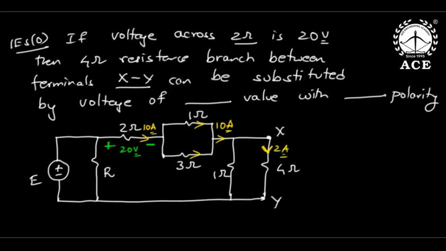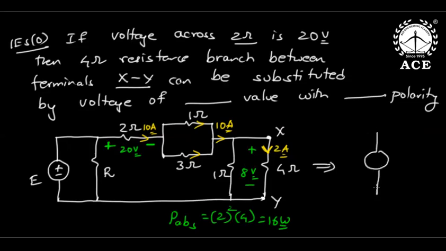Now when 2 amperes is flowing through 4, this is automatically 8 volts. Now power absorbed by this is how much? Yes, I square R. I square into R, which is clearly 16 watt. Now, sir, now substitution theorem. What is it asking? This 4 ohm resistance branch can be substituted clearly by a voltage of how much?